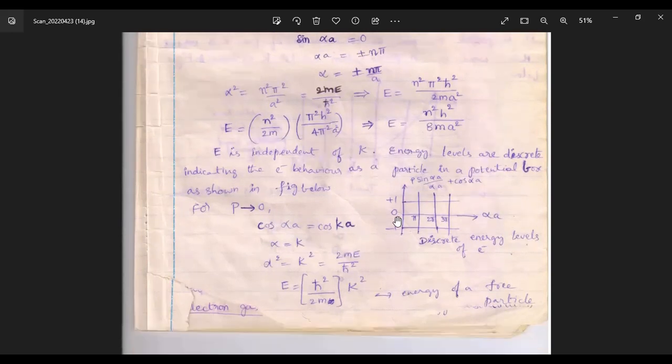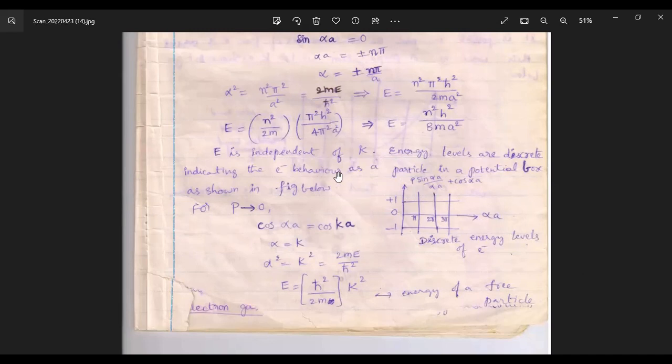Okay, here you see on the y-axis P sin alpha a by alpha a plus cos alpha a. On the x-axis we have taken alpha a values 0, pi, 2 pi, 3 pi and so on. These vary between -1 and +1 because the right hand side has a cos value. Cos varies from -1 to +1, and P is the potential barrier strength.